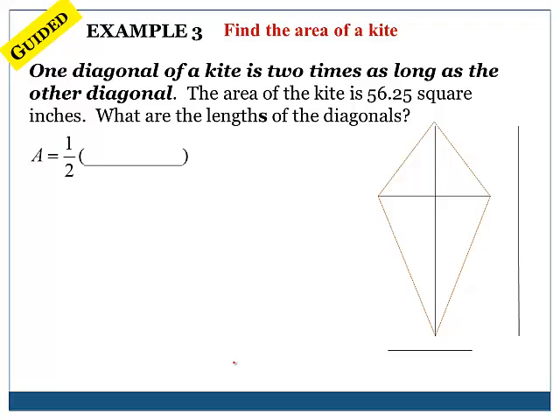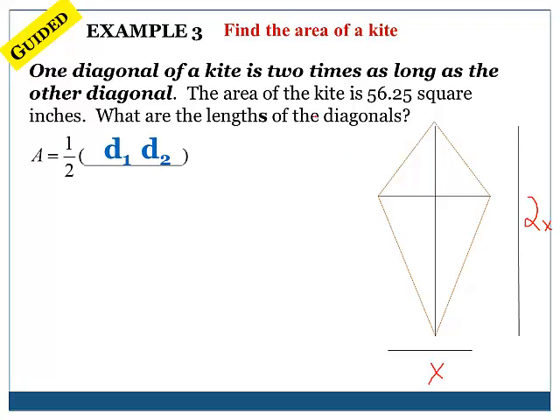One diagonal of a kite is 2 times as long as the other diagonal. The area of the kite is 56.25 square inches. What are the lengths of the diagonals? This is a multi-step problem, so let's break it down. It says that one diagonal of a kite is 2 times as long as the other diagonal. To represent this, I will use this line as 2x, and I will use this line as x.